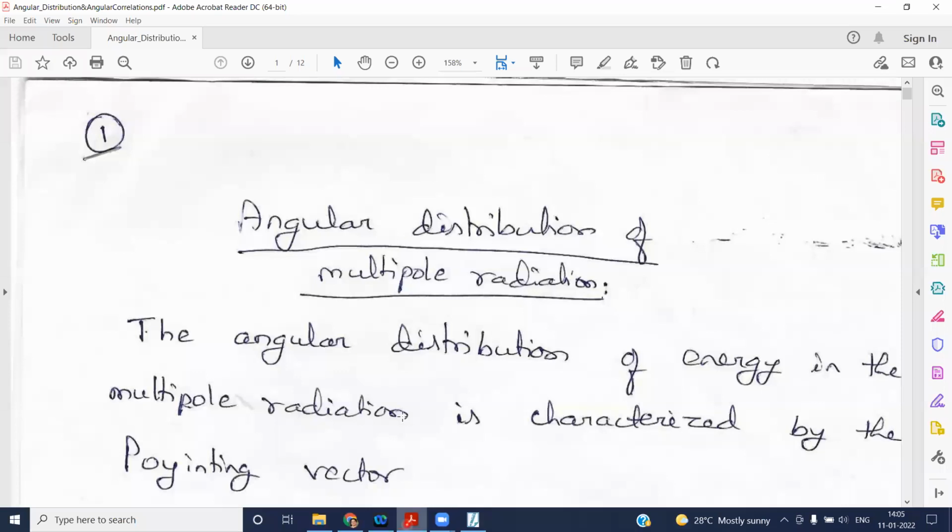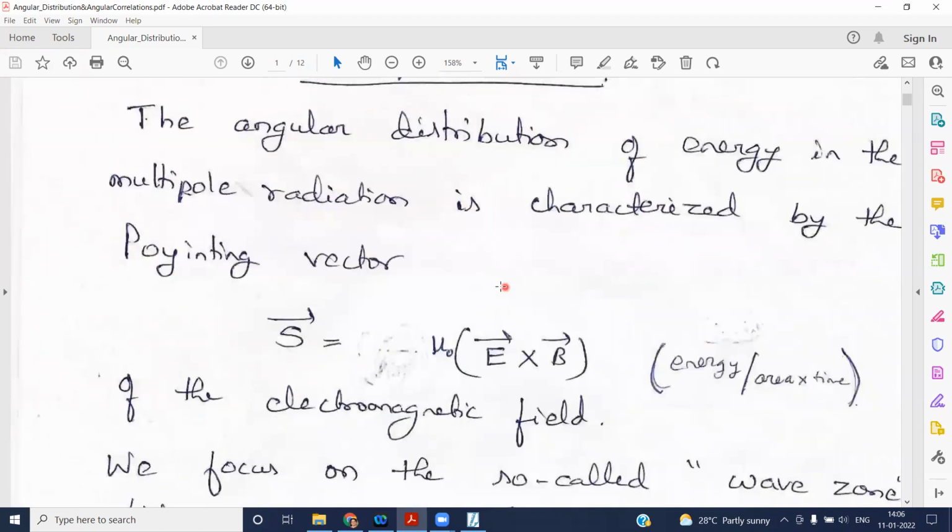So let me tell you, what do I mean by angular distribution? That is, at one particular direction, you find some set of gamma rays. Why not it go in some other direction? It does go, but how does it distribute itself? What is the distribution of gamma rays? So let me say first, angular distribution of energy in the multipole radiation is characterized by the Poynting vector. This is what I am saying. It's a very, very heavy sentence. Let me explain it to you.